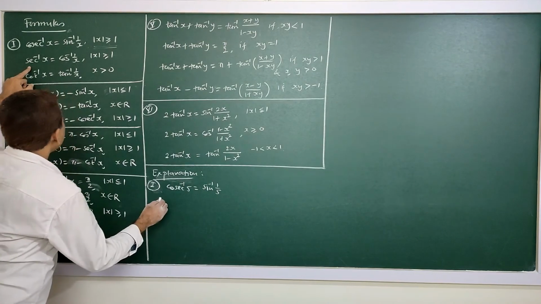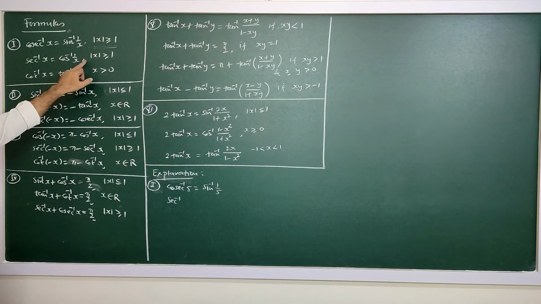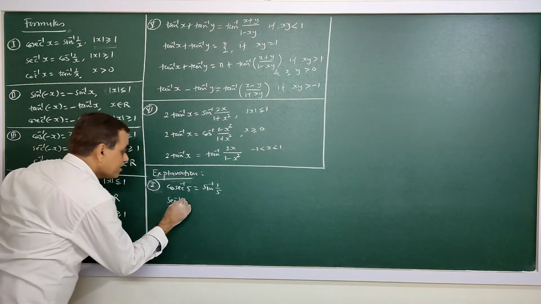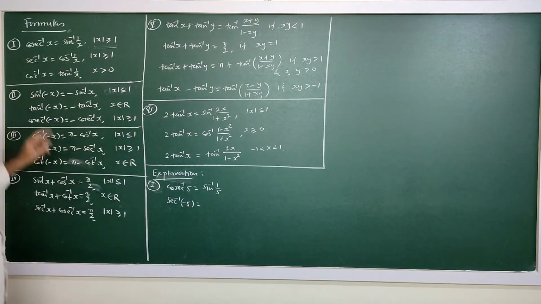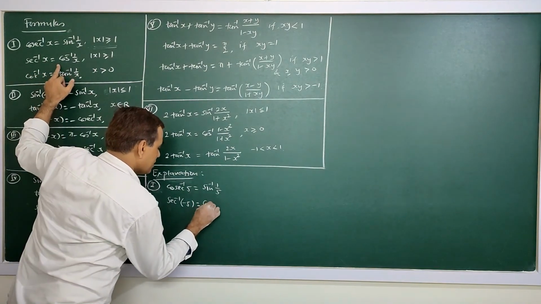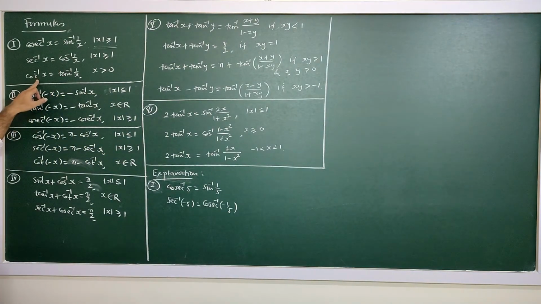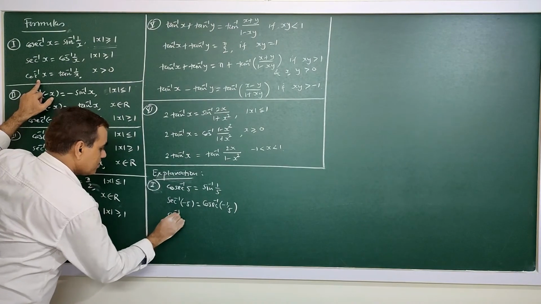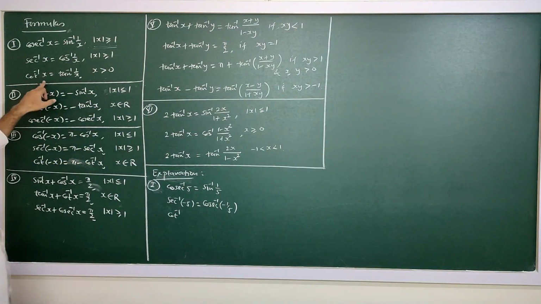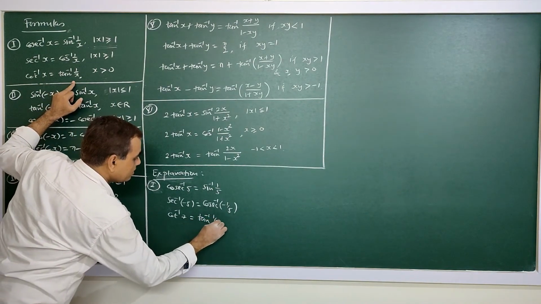Second property: sec inverse x is cos inverse 1 upon x if modulus x is more than 1. Suppose instead of 5 I keep minus 5, sec inverse minus 5. Minus 5 is allowed because its modulus is more than 1. So sec inverse minus 5 is cos inverse minus 1 upon 5. Cot inverse, this is for positive. If I keep here say 7, then it will be tan inverse 1 by 7.